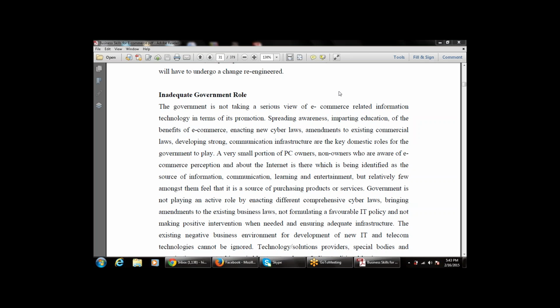The government is not playing an active role by enacting comprehensive cyber laws. That is, the government is not playing any role in e-commerce transactions. This is one of the major limitations, that there are no rules and regulations from the government. So there are some loopholes available in e-commerce.